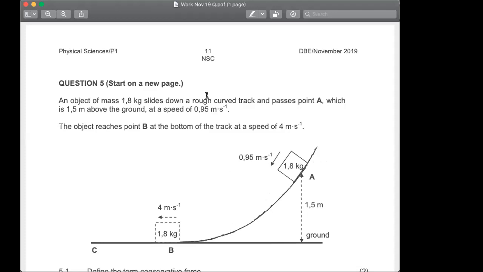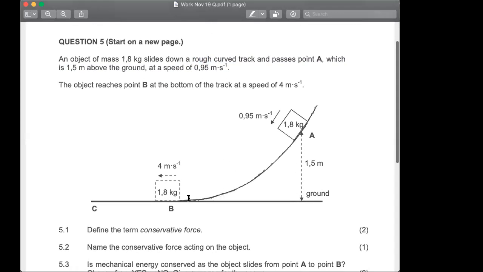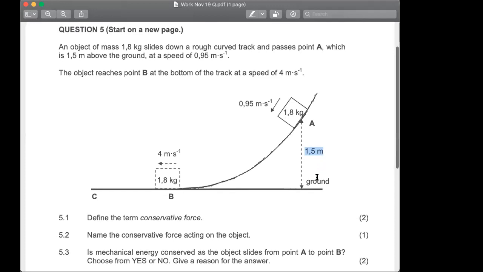rough surface. The rough tells you there's going to be friction, right? There's going to be a frictional force, so you know that already. And then it slides down the slope, and the velocity at the end of the slope is 4 meters per second, and it is 1.5 meters above the ground. So when it's 1.5 meters, what do we know? It's above the ground. If it's above the ground, what type of energy does it have? It has potential energy, right?